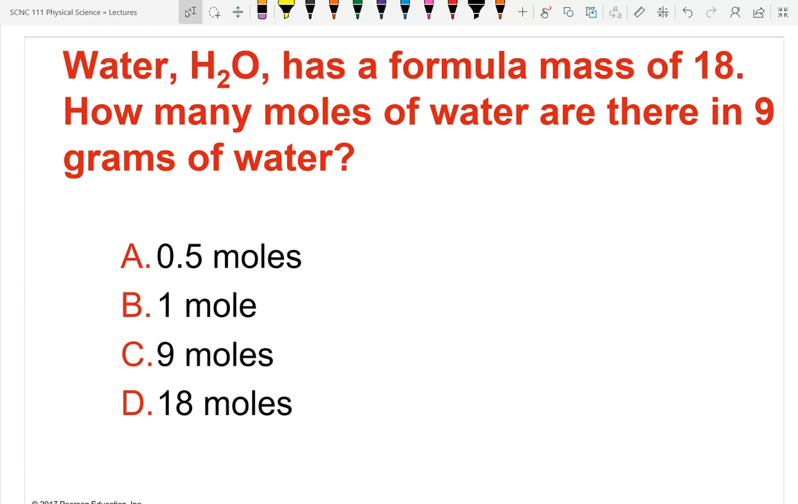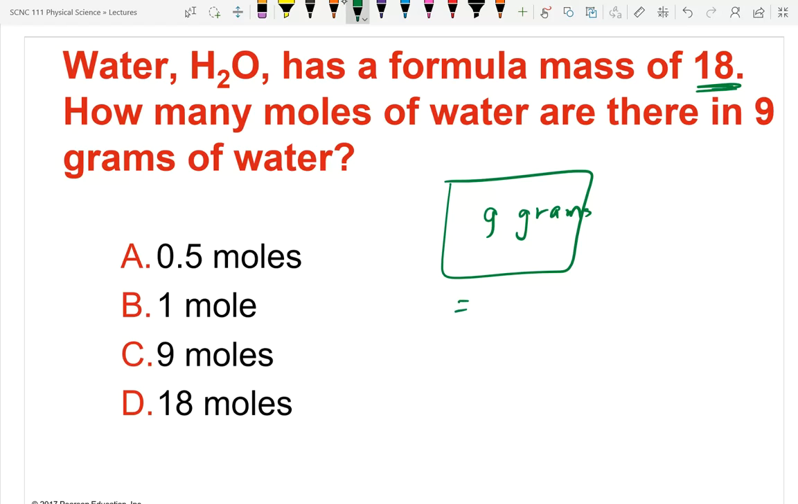So our next clicker question, which is open right now: water has a formula mass of 18. How many moles of water are there in 9 grams of water? So I have 9 grams equals how many moles? I know that 9 looks funny.